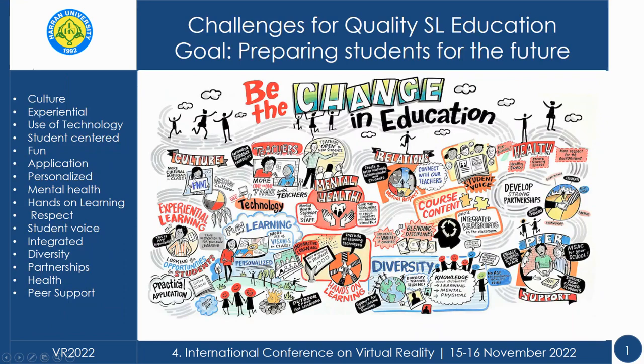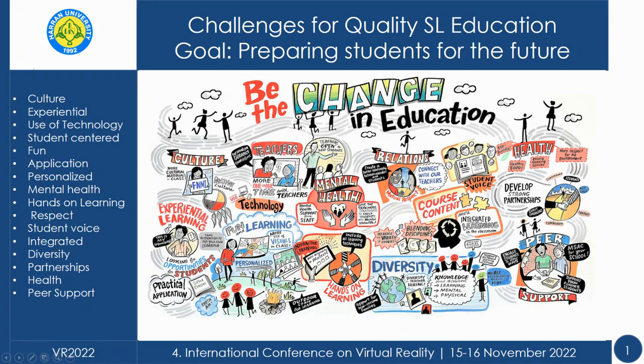Now, if we look at education at the moment, there are so many challenges. There are so many new things that are coming into our world, and we need to include much more than is currently available in our classrooms. For instance, we need to look at the culture. We need to include experiential learning, using technology more, student-centered learning, fun, all these aspects that have not really been included into learning to ultimately achieve quality learning.